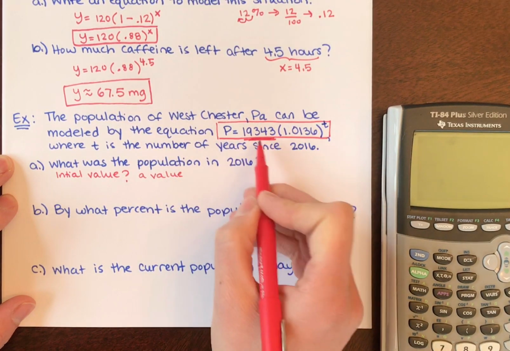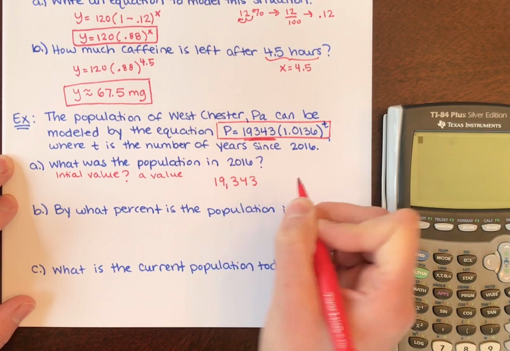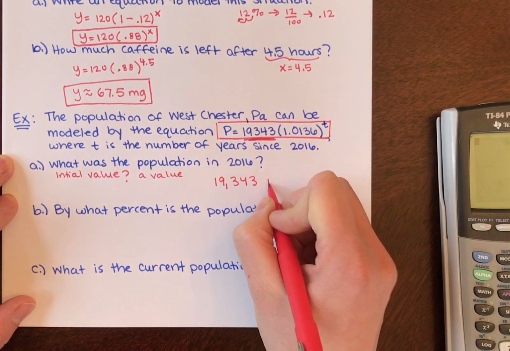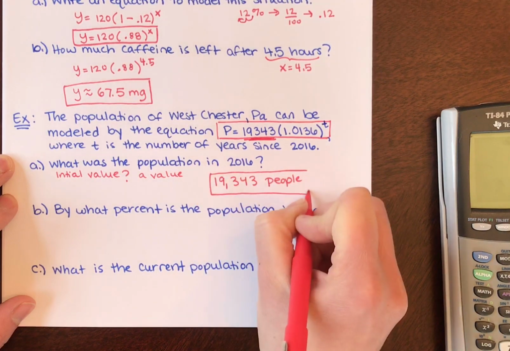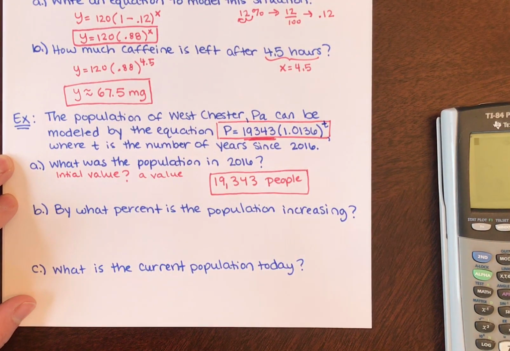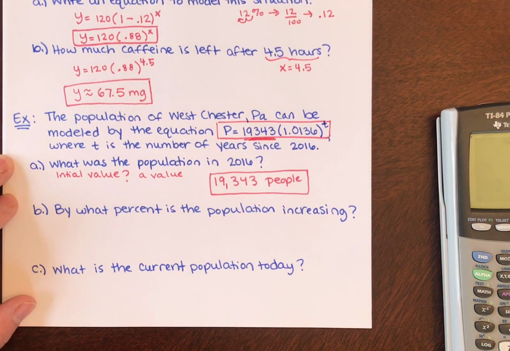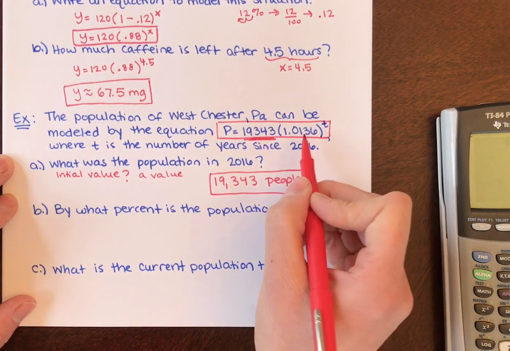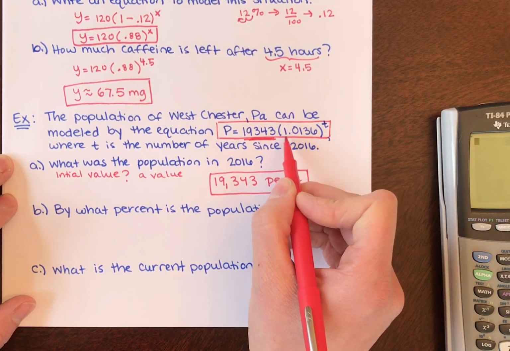Okay, and in our equation, the A value is 19,343. So if I ever want to know what's an initial value, you're looking at that A value right there. Now this one's tricky. By what percent is the population increasing? So I'm going to look at this value in here, this growth factor.